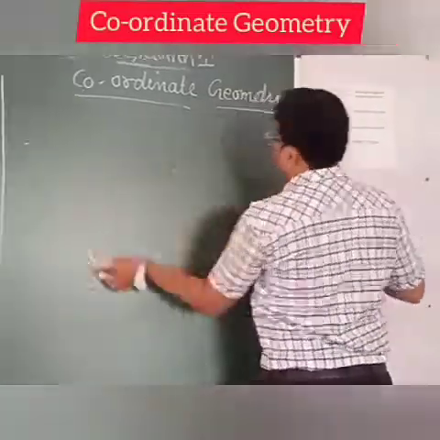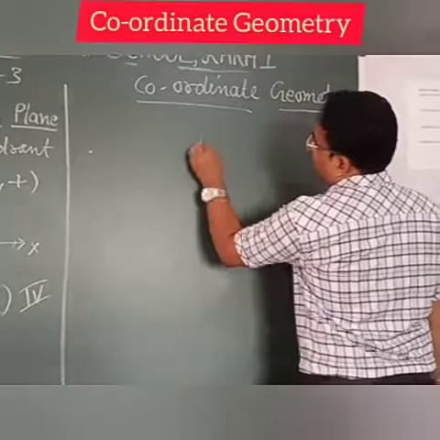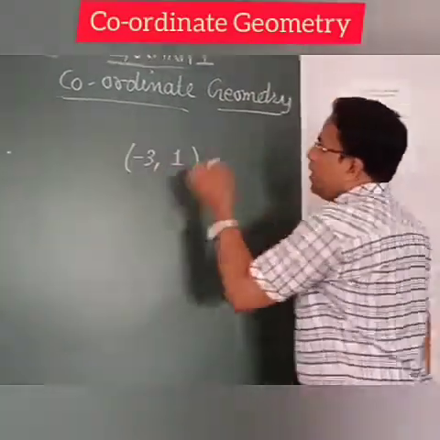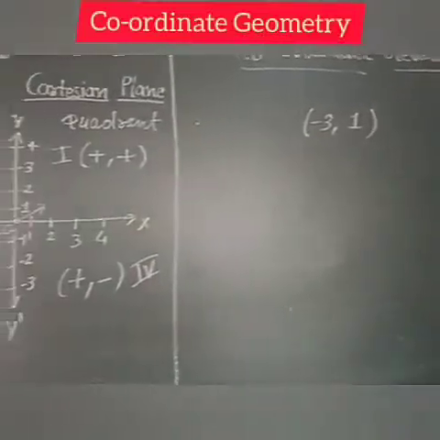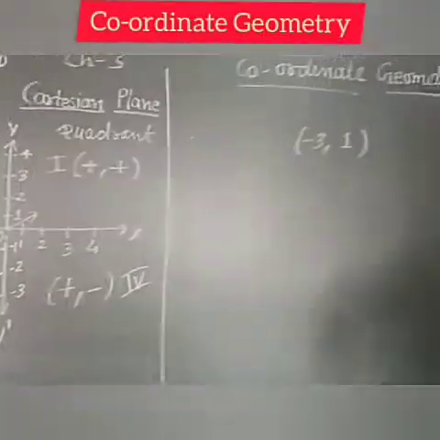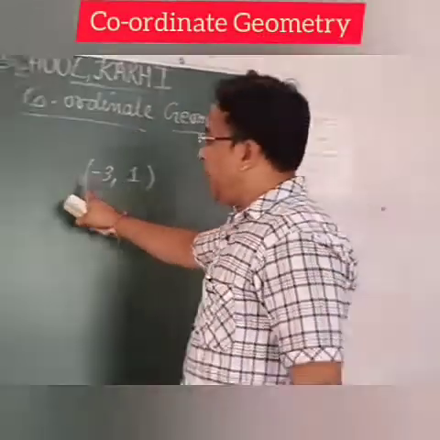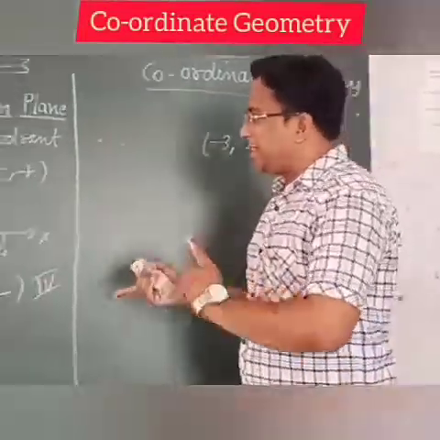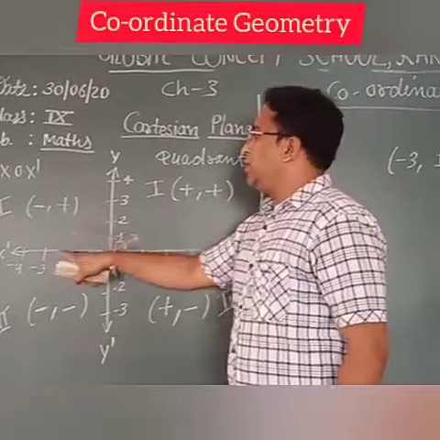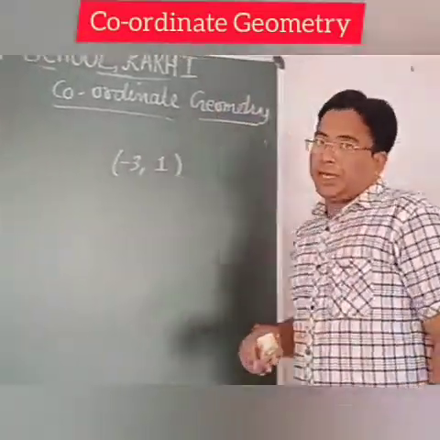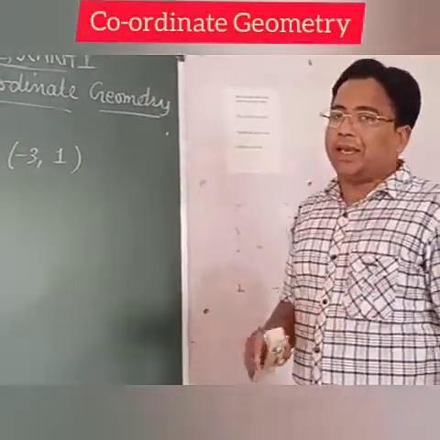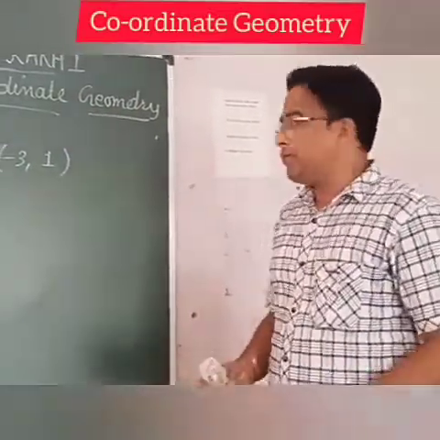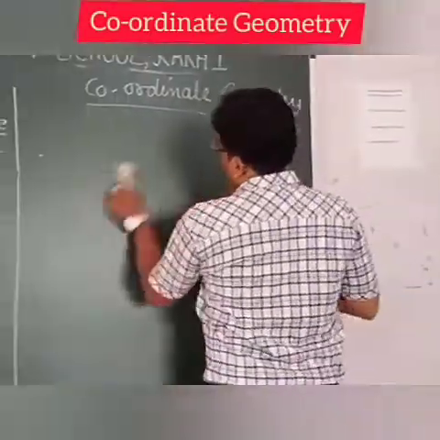if suppose we have a point minus 3,1, in which quadrant will we see this point? Minus 3,1. X is negative, the second one is positive. So minus plus, yes, minus plus. So this point will lie in the second quadrant. जब हम इसको प्लॉटिंग सीखेंगे तो आप देखेंगे कि ये पॉइंट आपका सेकंड क्वाड्रेंट में है. Get it? What about such cases?